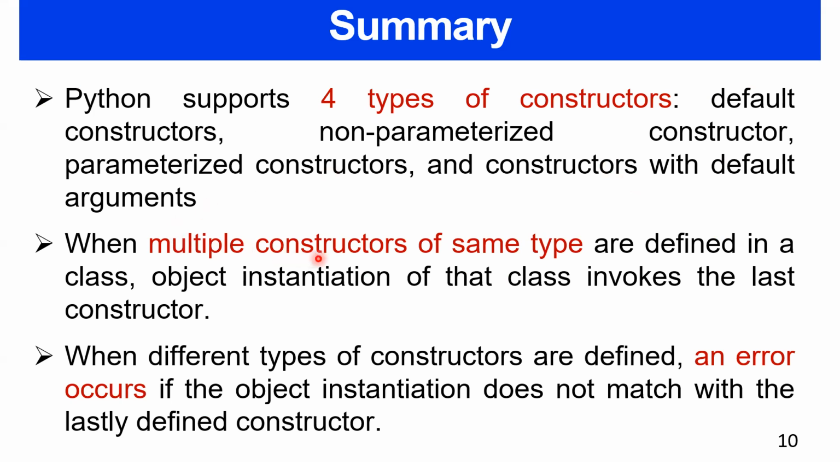And when multiple constructors of the same type are defined in a class, object instantiation of that class invokes the last constructor, as we have seen with the example. And when different types of constructors are defined, an error occurs if the object instantiation does not match the lastly defined constructor in the program.